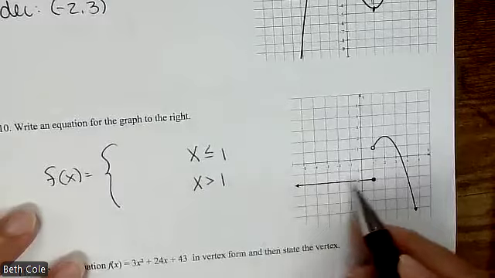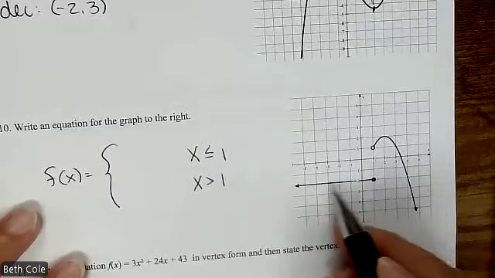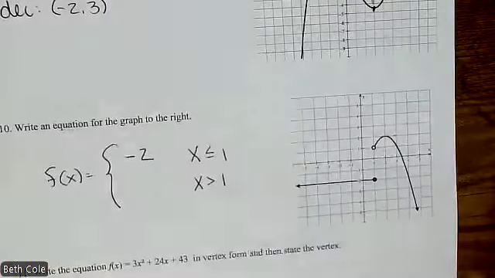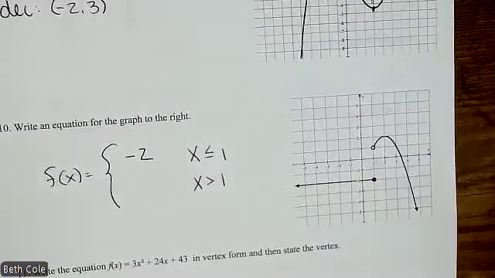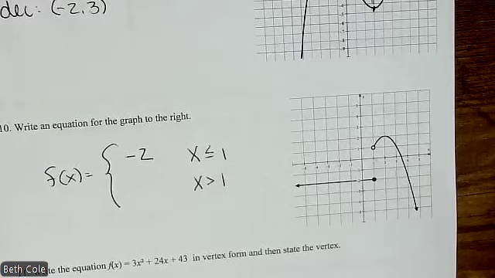Now, the first one is super easy. Do you see how it's just a flat line at -2? It's literally just the number -2. Constant. There's not even a variable. That's all that there is to that.